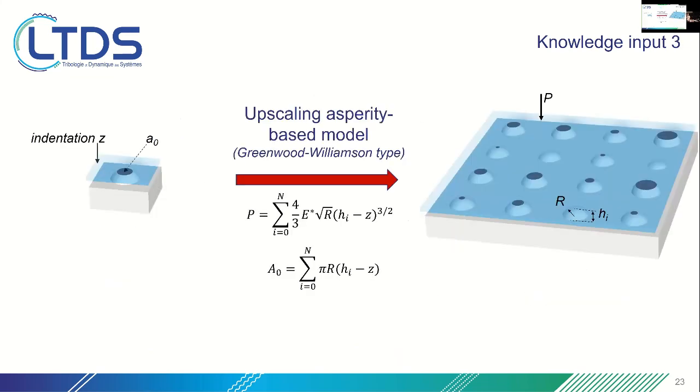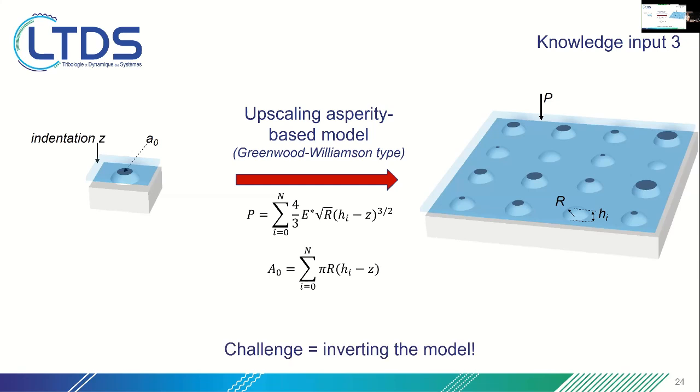Okay, the third input is when you know the behavior of the single microcontacts, then you want an upscaling model to predict what is the macroscopic behavior of an ensemble of such asperities. And we could show that a simple type of Greenwood-Williamson model is enough. This is a model which considers individual asperities that are independent from each other, so they don't talk to each other. And so the macroscopic behavior, normal force and area, are just sums over all n asperities. Okay, no interacting term to be considered.